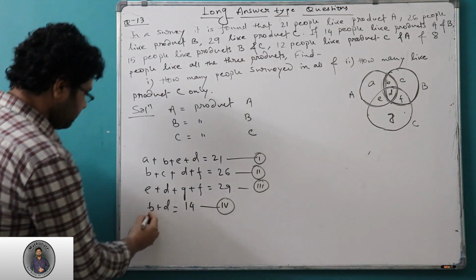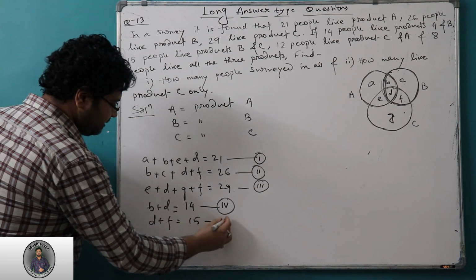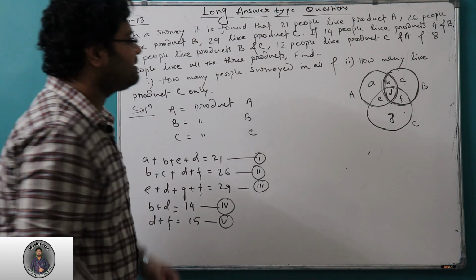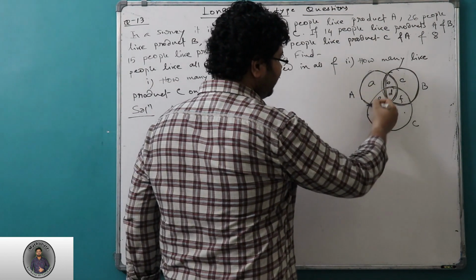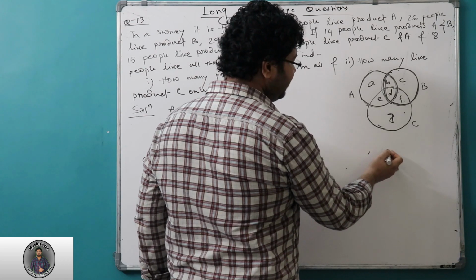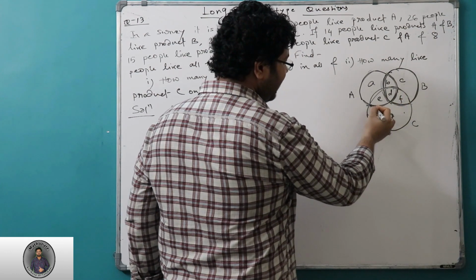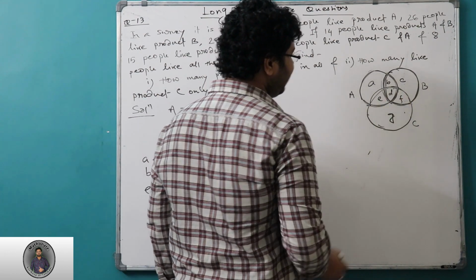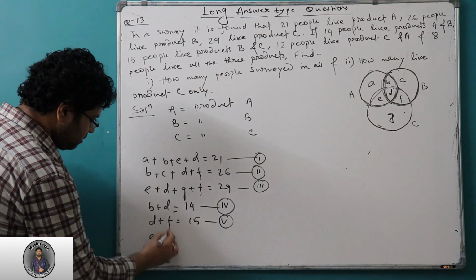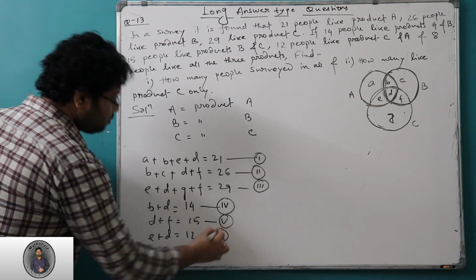So it will be D plus F equals 15, and this will be 5. And now 12 people like product C and A. This is the product A and this is the product C. So the overlapped area of this region will have 2 partitions, that is E and D. So we will write E plus D equals 12, and this will be number 6.